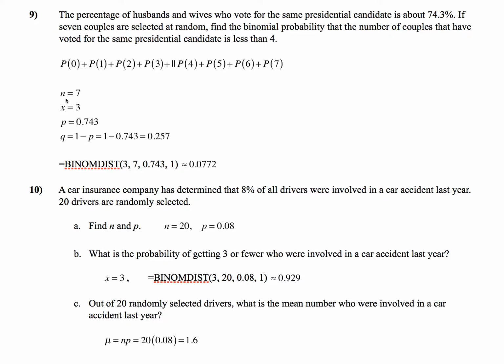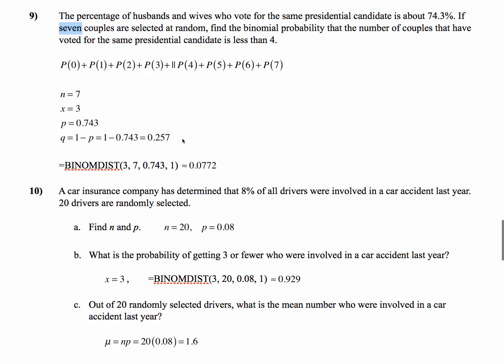So I've identified the number of trials as 7, and x, the number of successes, is 3. That's this 3 here. And the probability of success is 0.743. Now, if you want to use the formula, you'll need Q, and Q is always 1 minus P, and in this case that is 1 minus 0.743, which is 0.257.